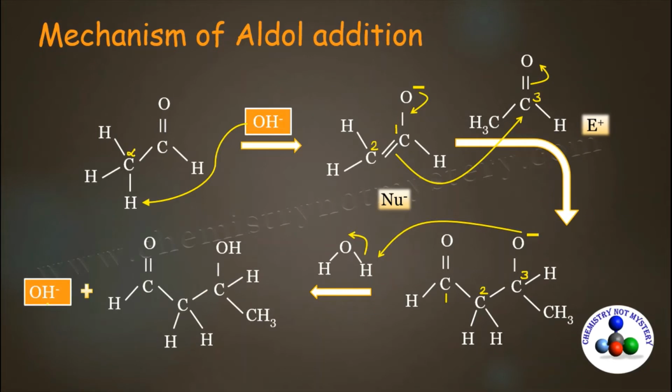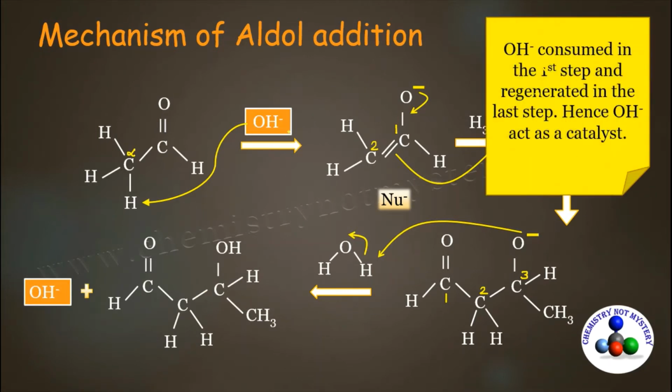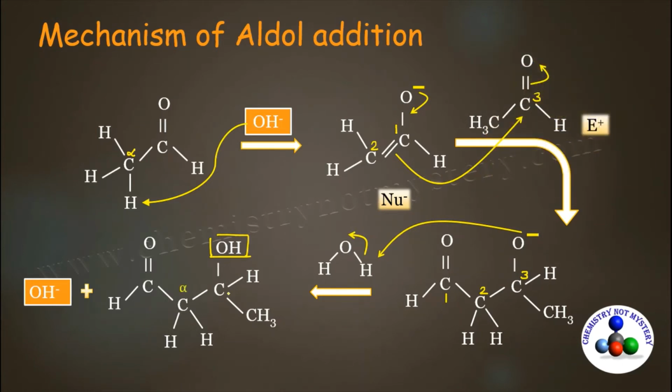Here OH minus was involved in the first step of the reaction and it is regenerated in the last step of the reaction. Hence here OH minus acts as a catalyst. Now name this molecule. Here aldehyde is the primary functional group and OH is the secondary functional group. Carbon next to primary functional group is alpha carbon and carbon next to it is the beta carbon. So the name of this molecule will be beta hydroxy aldehyde. Here we have used prefix for secondary functional group, that is OH. So that's why we have used hydroxy over here.